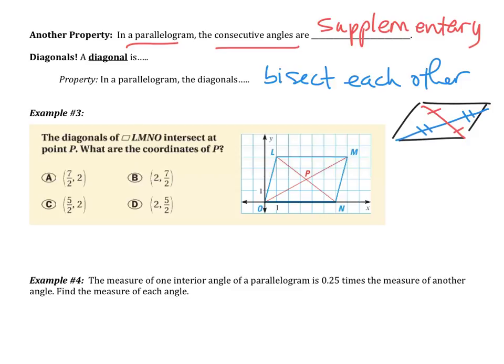Now what that means is, one of the things we're going to learn later in the chapter is that the point of intersection for the 2 diagonals, in this example P, is the midpoint of each diagonal. So P is the midpoint of LN, P is the midpoint of OM, okay? So can you find the coordinates of P? See if you can do example 3.